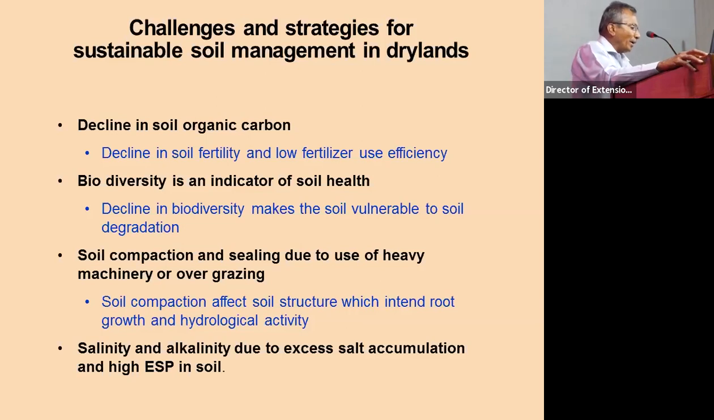Soil compaction and sealing are due to the use of heavy machinery or overgrazing. This is also one of the important areas in all aspects, not only in dryland areas or rainfed agriculture, but also in garden land agriculture or wetland agriculture. Nowadays we are facing this kind of soil compaction because of the lack of bullock pairs and, as it is time consuming, we have opted for machineries. Initially we introduced power tillers, low weighing machines.